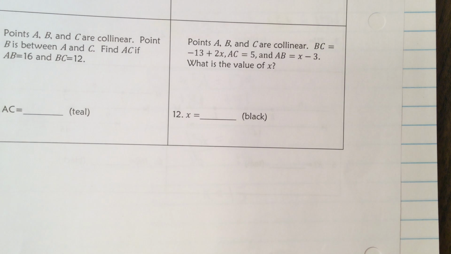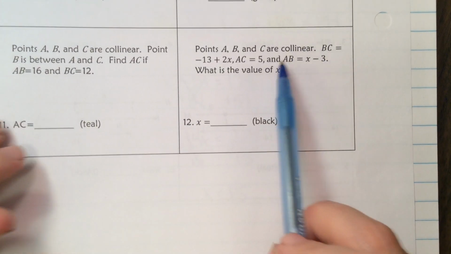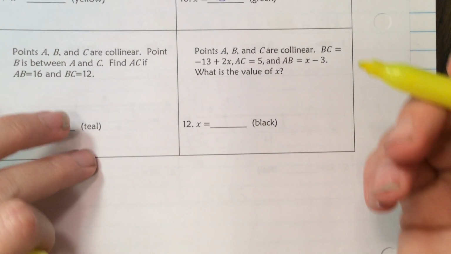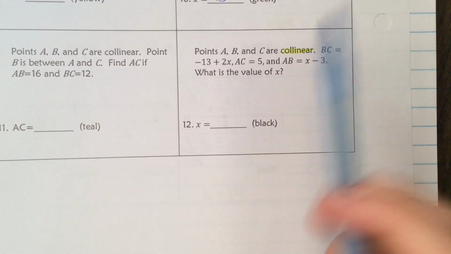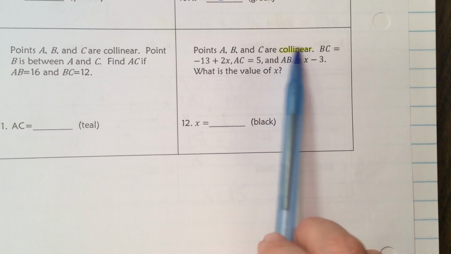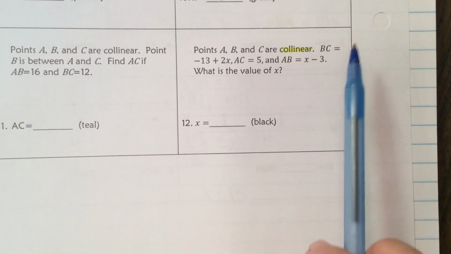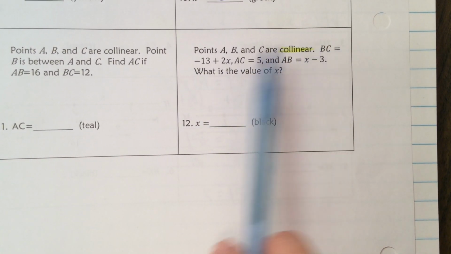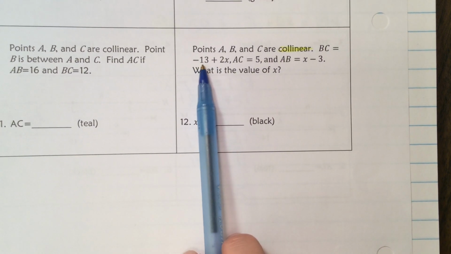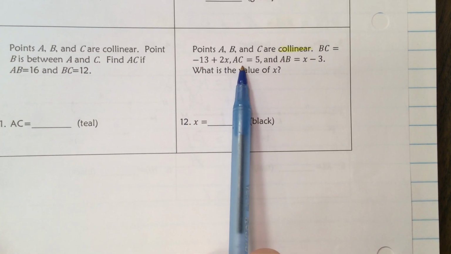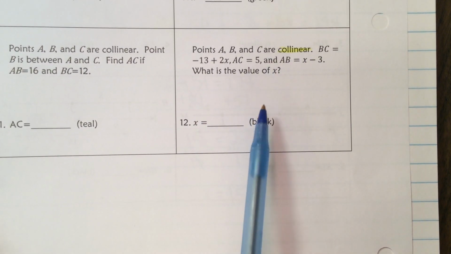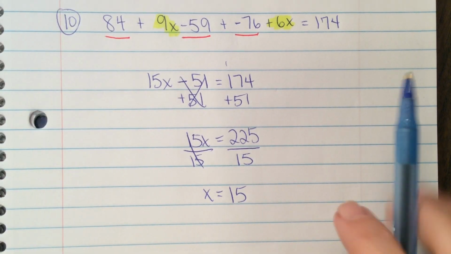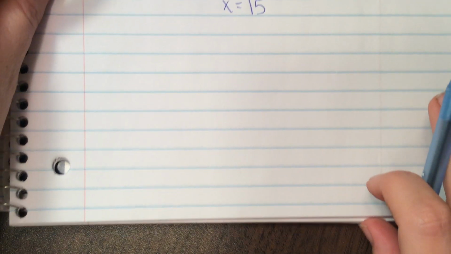Okay, let's do 12. Here's one of our key words here, collinear. So it's a good thing we learned it. It says points A, B, and C are collinear, meaning they lie on the same line. And BC is negative 13 plus 2x. AC is 5, and AB is x minus 3. What is the value of x? So let's draw it out. They didn't give us a diagram, so we're going to have to draw our own diagram.